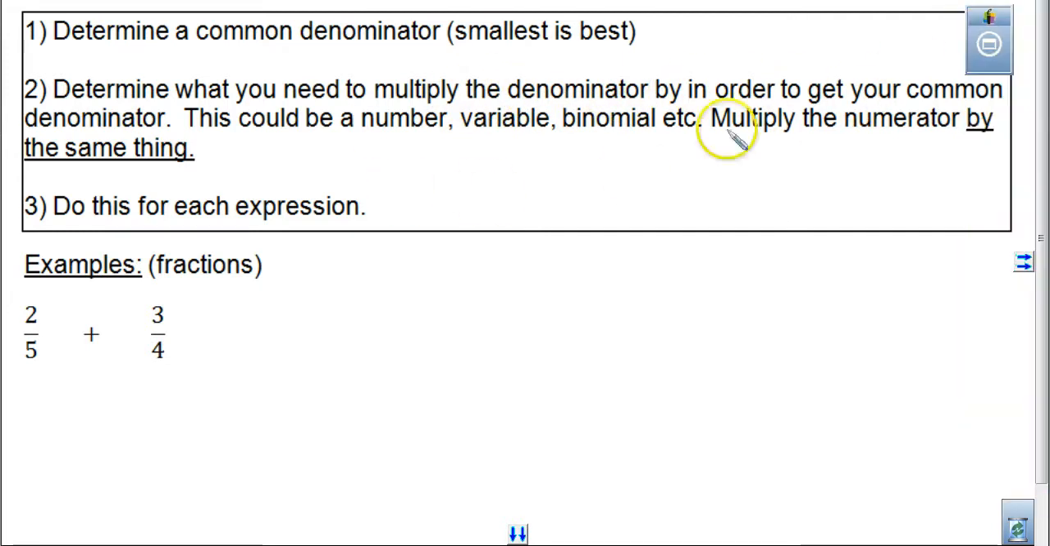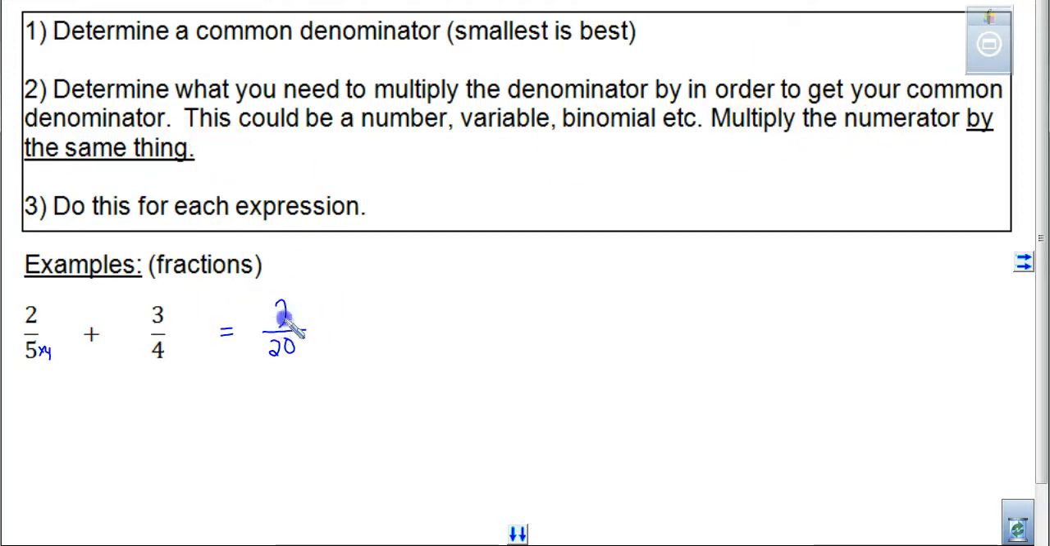So as an example, using fractions here, 5 and 4 are my denominators, so a common multiple between 5 and 4 is 20. So to convert 2 over 5 to have a denominator of 20, I'd have to multiply 5 by 4 to get 20. Now, it could be a number, a variable, a binomial, or anything like that, as we'll see for rational expressions. But what we have to be careful of, we have to multiply the numerator by the same thing.